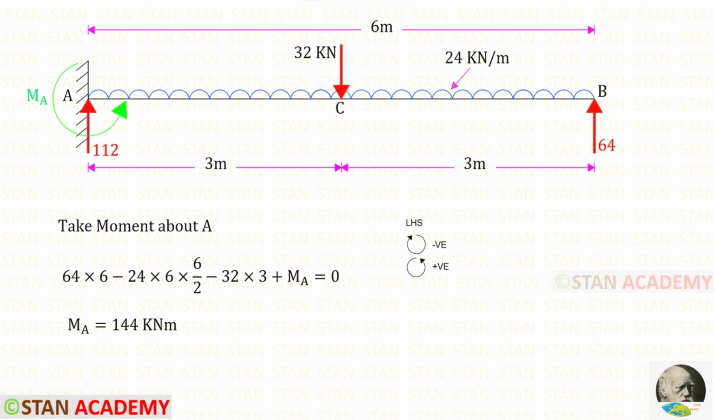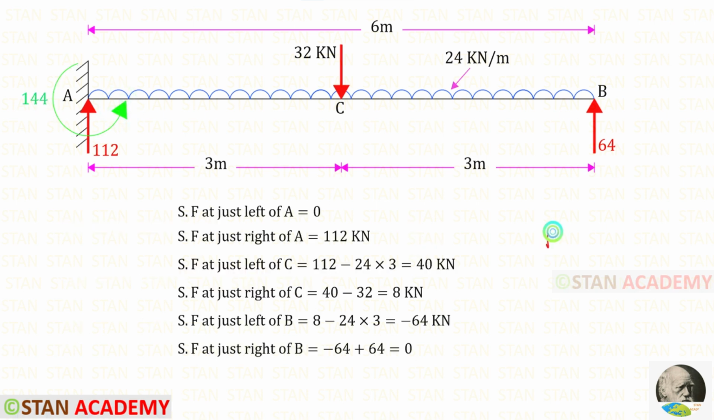Let us assume that MA is acting in the anticlockwise direction, so it will be positive. Finally, for MA, we will get a positive value. That means our assumption is correct. MA is acting in the anticlockwise direction. Now, using the right hand side rule, we can find the shear force values.